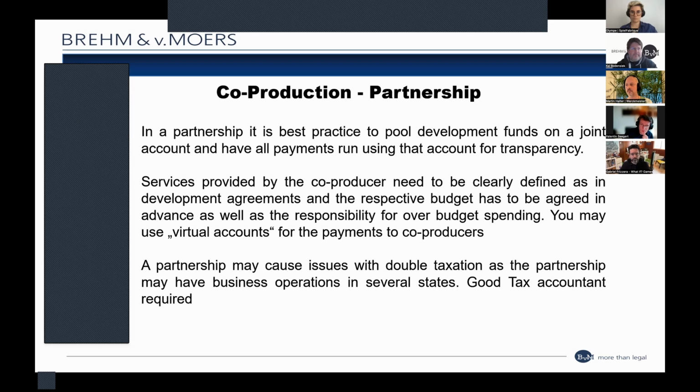Sometimes, especially if no external partners are to be paid, it might also be sufficient to have a virtual account where you register each partner's costs for the respective month. But at least if external payments are made, this should be from a joint account so that everybody sees what money is spent, for transparency reasons.